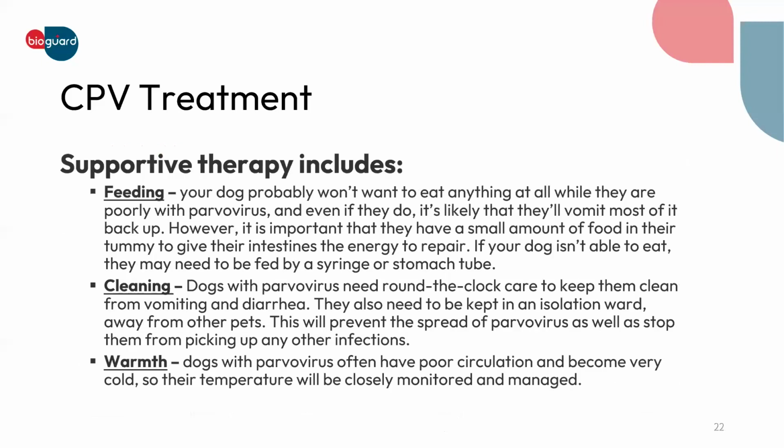So basically, the supportive therapies also play a very important role in CPV treatment. For example, feeding, cleaning, keeping everything hygienic, and also warmth. As you know, the loss of fluid may cause a dog to have poor circulation and make him feel more cold. So that's why maintaining body temperature is also very important in the treatment of CPV as a supportive therapy.